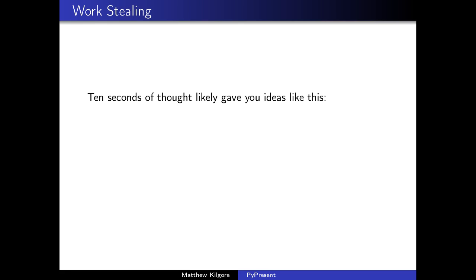Now, take 10 seconds to think about how you would implement work stealing. Actually, you're not going to get 10 seconds, but if you did, you probably would have come up with ideas like this. Maybe a really lazy approach, where you just change the frame's owner. Obviously, that's not going to be enough. The worker has to have some idea of what frames it owns. However, it's probably a good start.